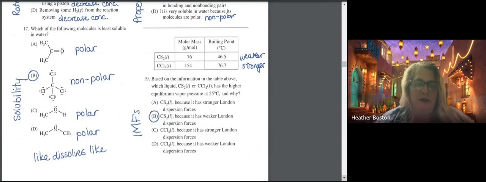Which of the following molecules is least soluble in water? You're going to look for the one that's least polar. So the correct answer is going to be B. It is nonpolar because it is symmetrical.